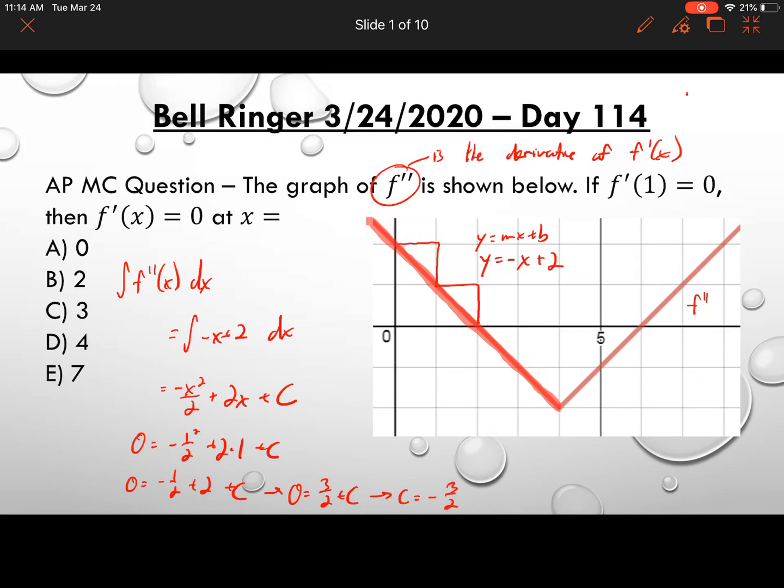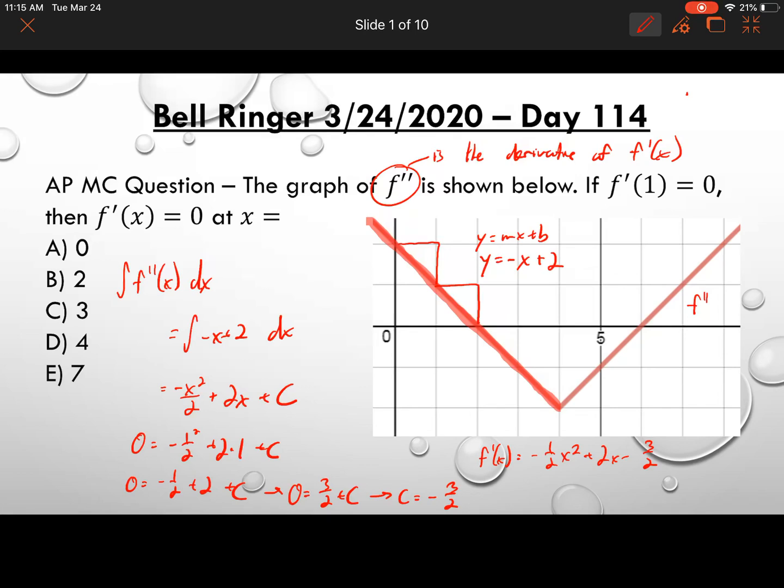negative 3 over 2. So it looks like f prime, which is the antiderivative, remember we're finding the antiderivative of f double prime, f prime is equal to negative 1 half x squared plus 2x minus 3 halves. Okay, so negative 1 half x squared plus 2x minus 3 halves.